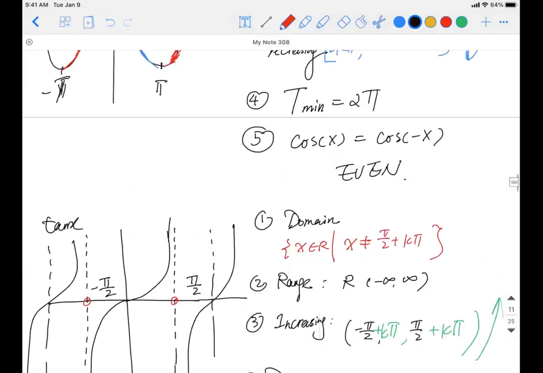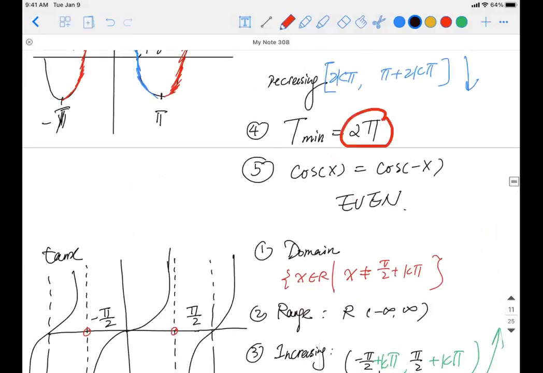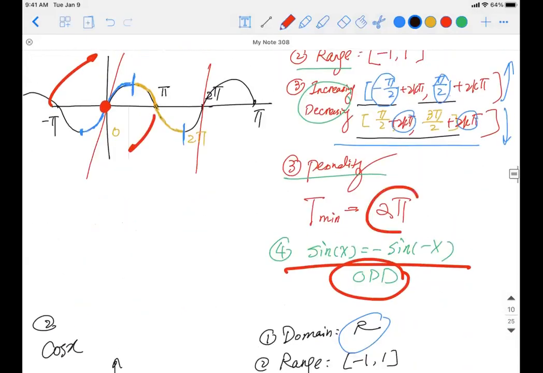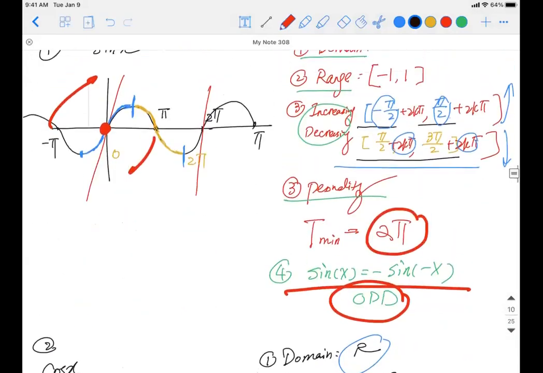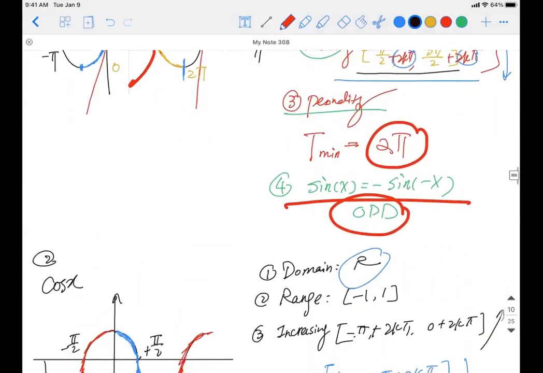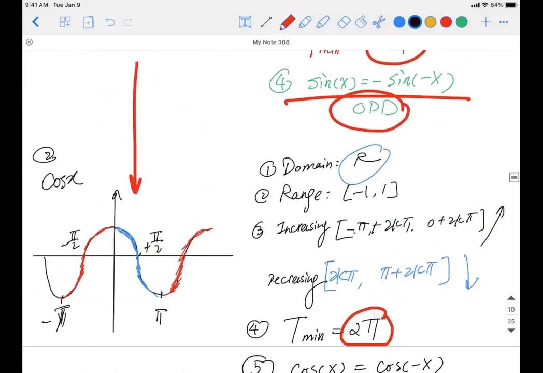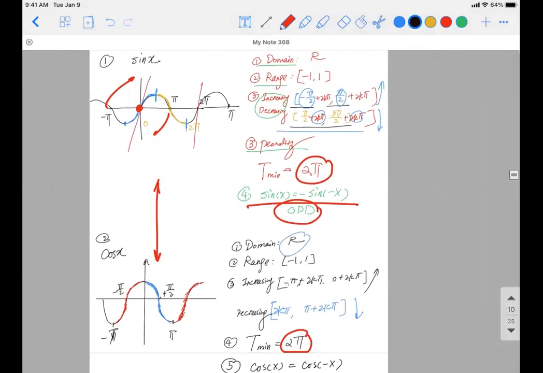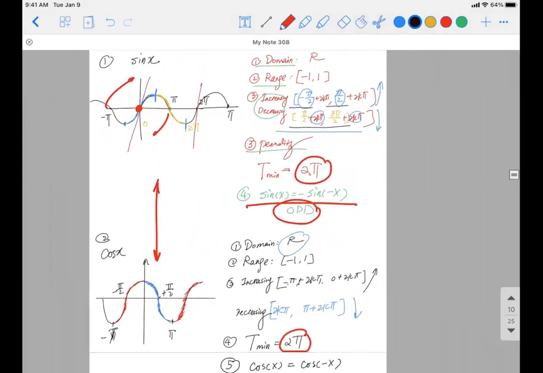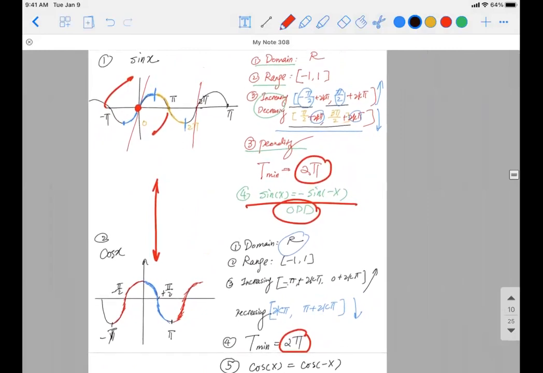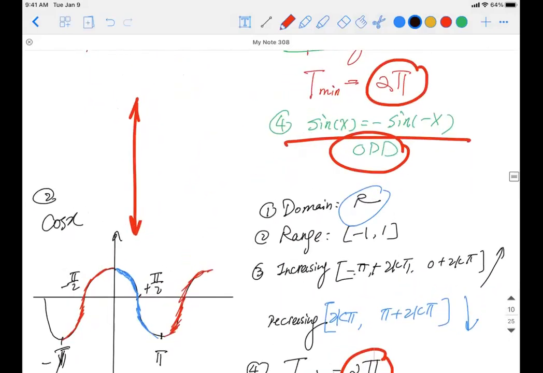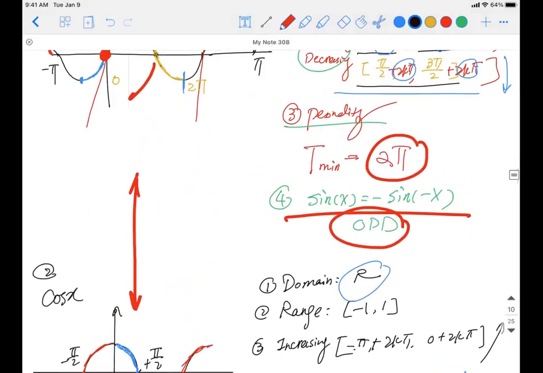If you do a quick comparison, cosine and sine, they're basically the same thing. Why? Later you will understand. Sine x and cosine x, the only difference is you shift pi over 2, and you will get exactly sine x to cosine x. So that's the reason why most of the properties for sine x and cosine x are pretty much identical.